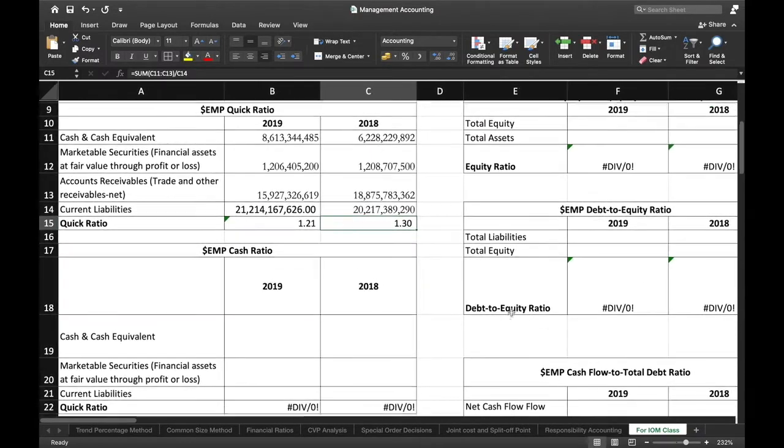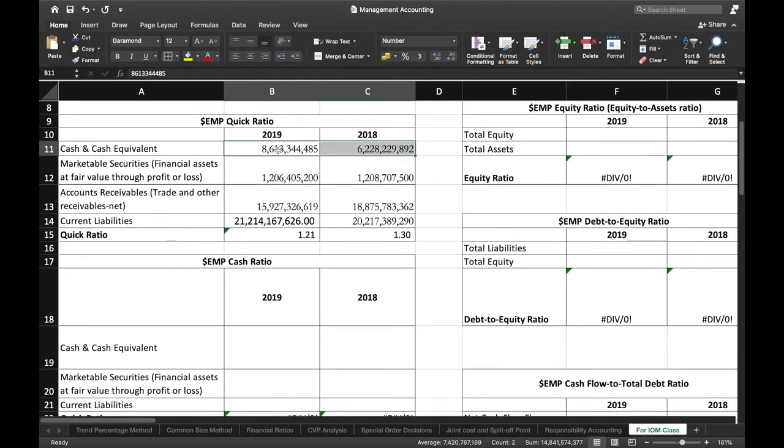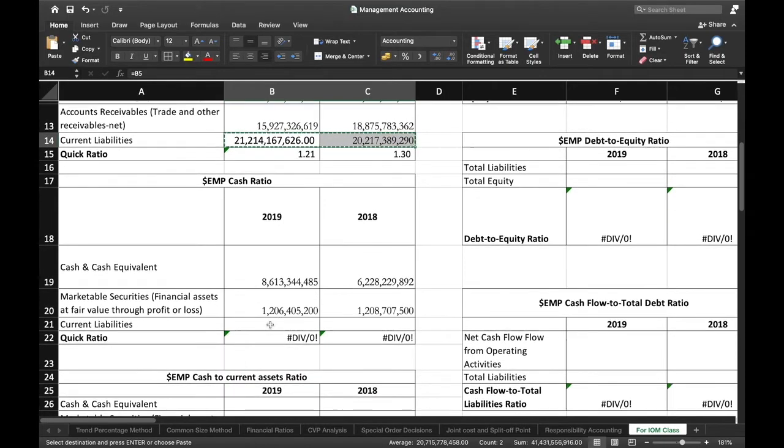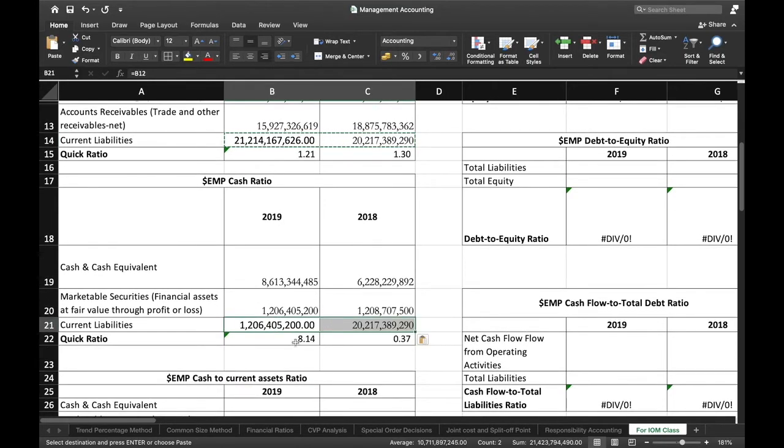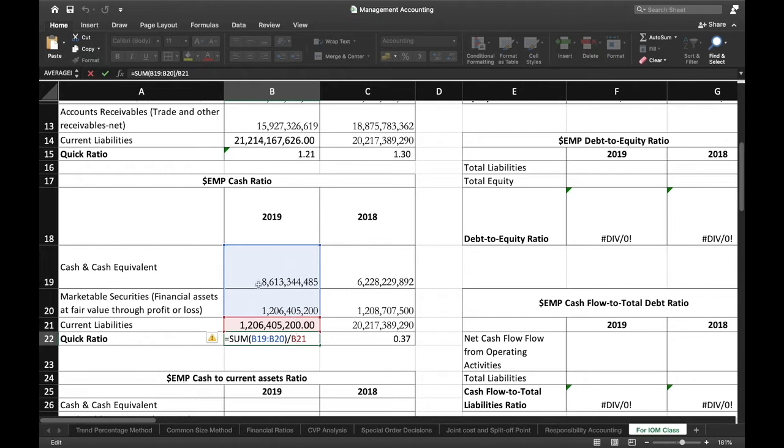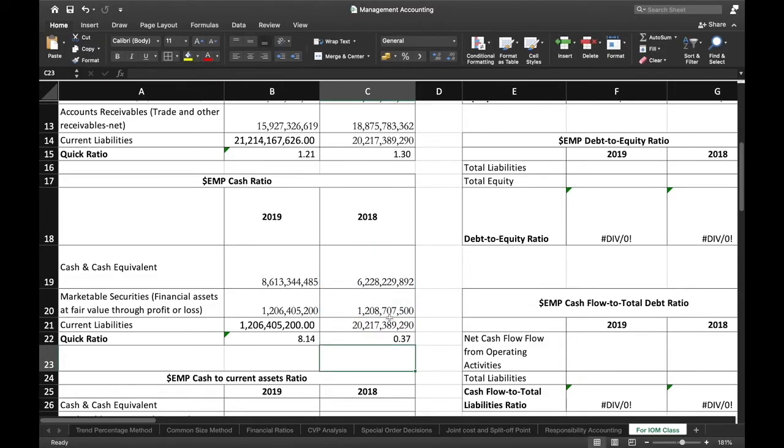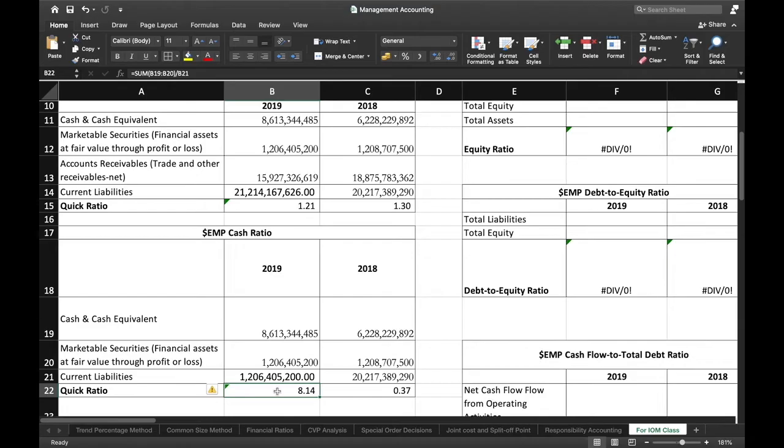So, I have here the values. Copy-paste natin ito for year 2019 and 2018. Marketable securities, copy-paste ulit, year 2019 and 2018. Same with current liabilities. So, ayan, nakuha na natin. Again, summation of these two over current liabilities. Same with year 2018. As you can see, guys, 8.14 ang cash ratio for 2019 and for year 2018, we have 0.37.